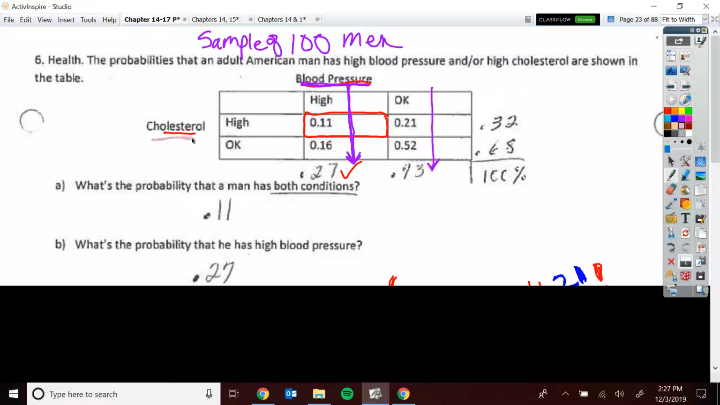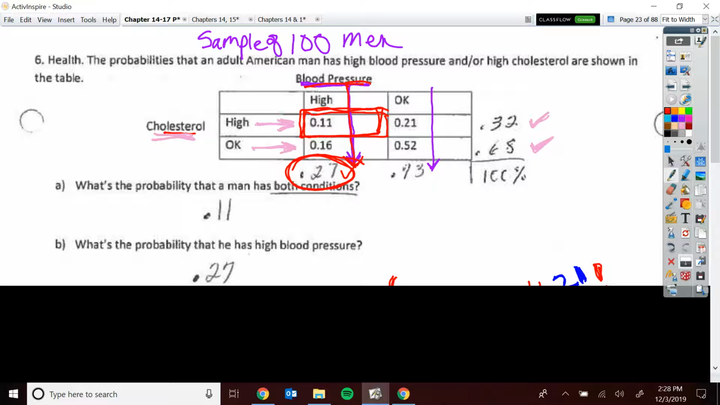So here now is the cholesterol. The high cholesterol is this. So you can see that 32% of the men have high cholesterol and 68% of the men are okay on the cholesterol. Okay, so that's kind of the first hurdle, is making sure you could read that. And so now, what's the probability the man has both? So high cholesterol, high blood pressure. That was this section here. Both of them are high, so that's that. And probability he has high blood pressure, so that's this high blood pressure. That is this right here.